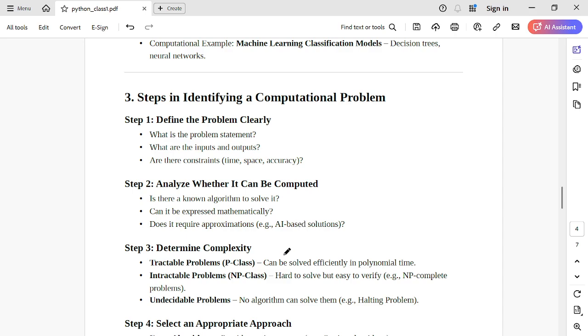Next, determine the complexity. The complexity determination is based on these three categories: either it is a tractable problem, or an intractable problem, or an undecidable problem. If it is tractable, it comes under the P class and can be solved efficiently in polynomial time. And if it is an intractable problem, it is hard to solve but easy to verify. Undecidable problem: no algorithm can solve them.